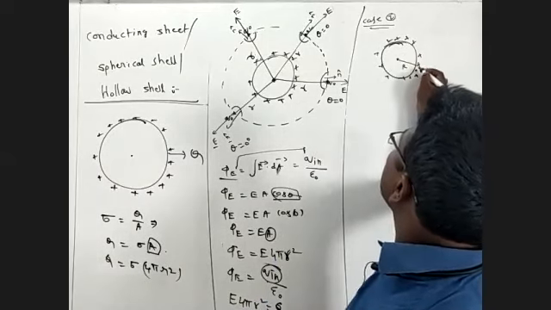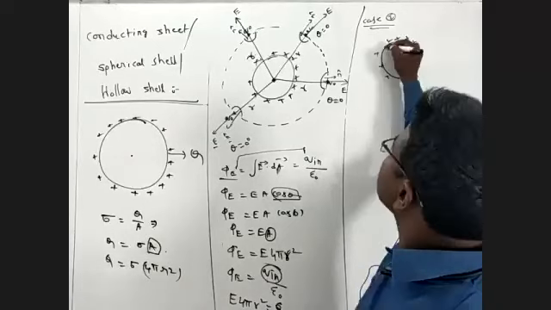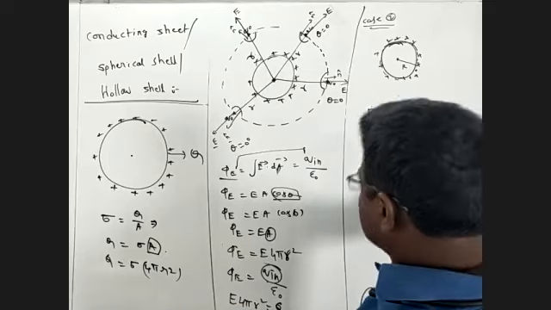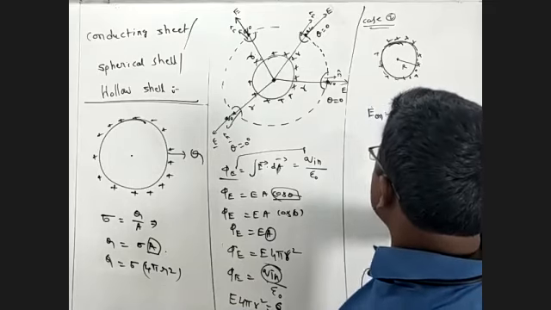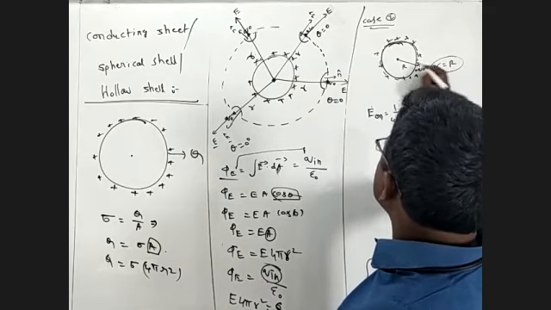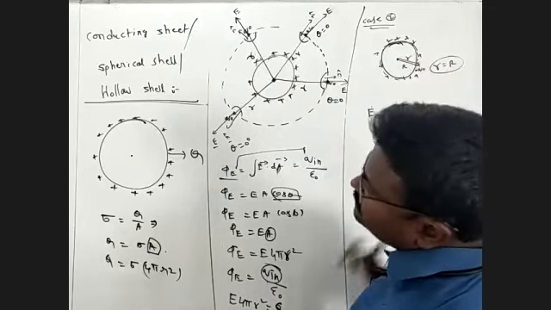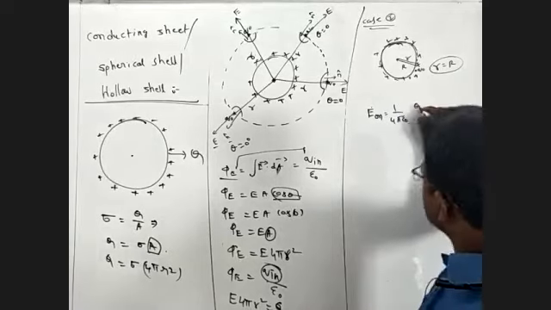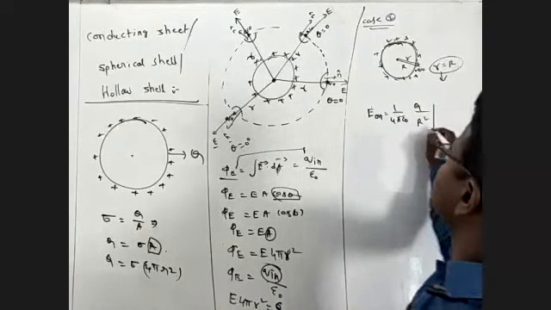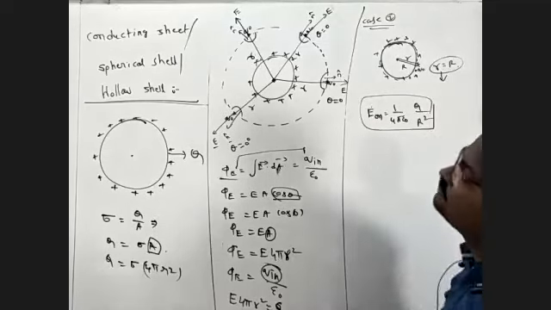What is the radius R? The Gaussian surface is drawn here. What is E? E is equal to 1 by 4 pi epsilon naught, with small r equal to capital R, and Q naught is placed here. Small r is equal to capital R, and we are writing Q by r squared, that is E equals 1 by 4 pi epsilon naught Q by R squared.